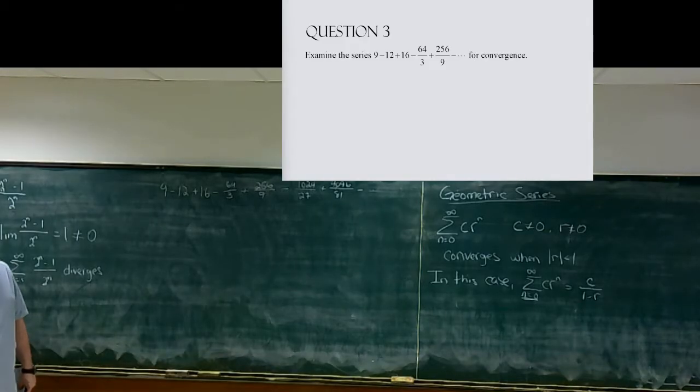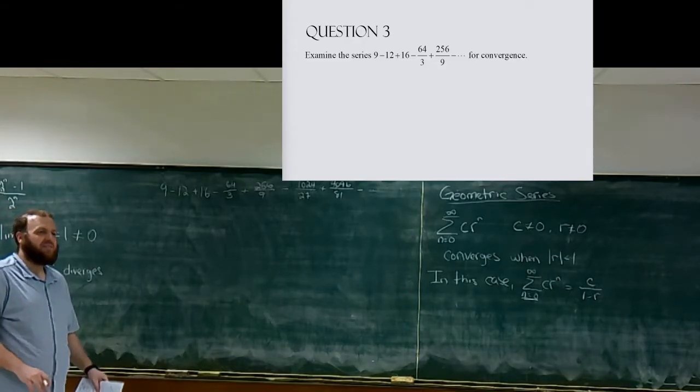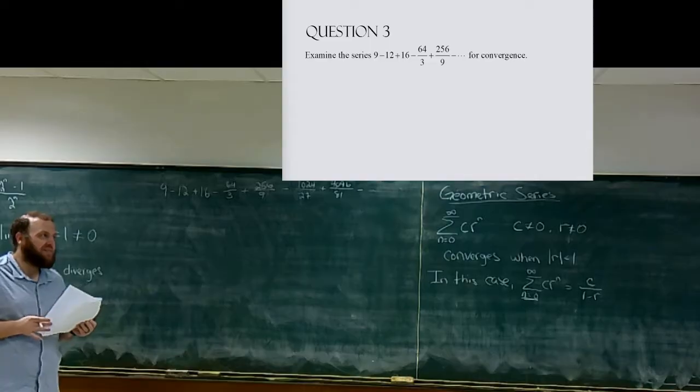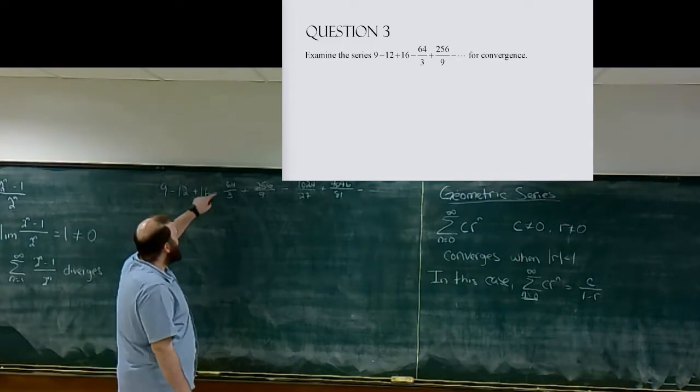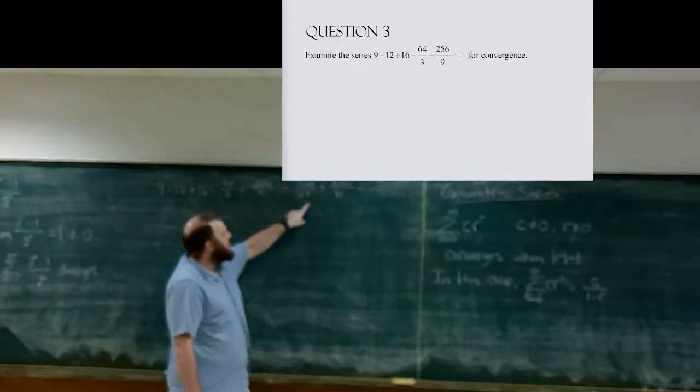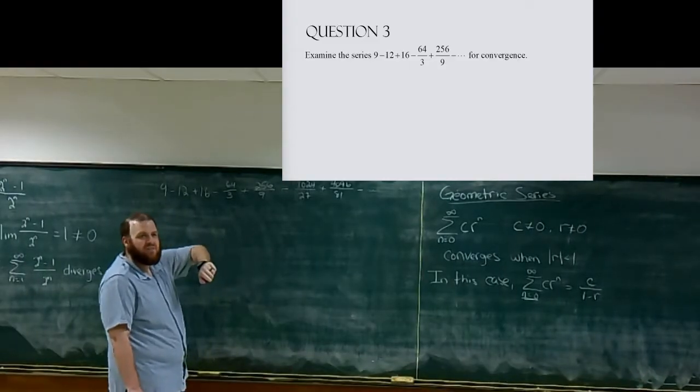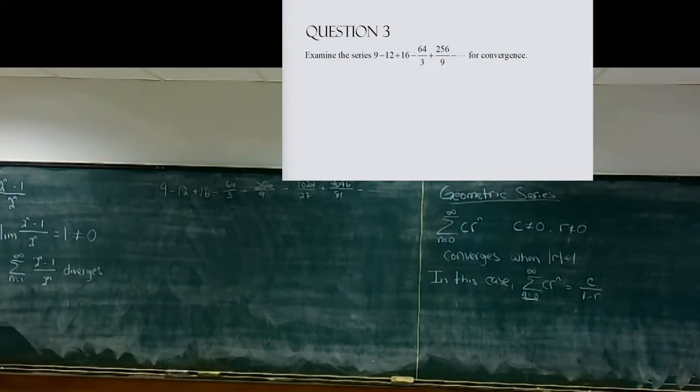Look at the denominators: 3, 9, 27, 81. What do you notice? It's pretty good on the right side, but on the left side, the first three, just ignore that for now. Just multiply by 3 every time. So it's a power of 3 each time, right? What about the numerators? Powers of 4.